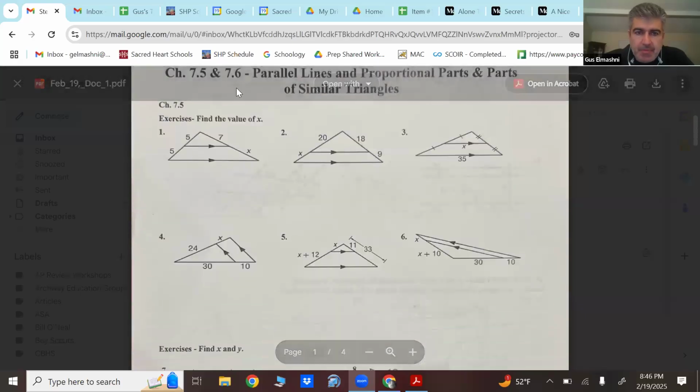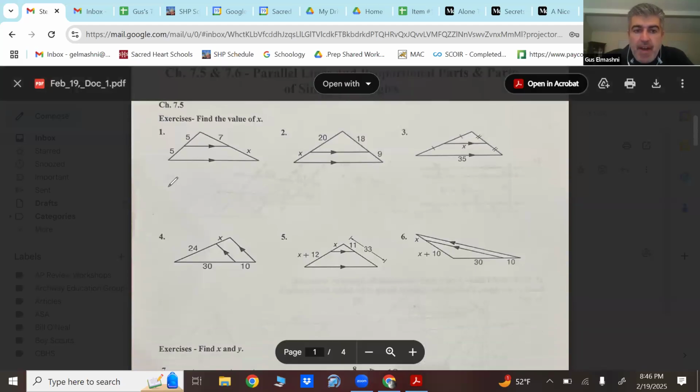Okay, so kind of make it easy. You can say 5 over 5 equals 7 over x. So this over this equals this over this. Or actually, if I did it that way, then it'd be 5 over 10, technically speaking, equals 7 over 7 plus x. But that's just a little more work to do it that way.